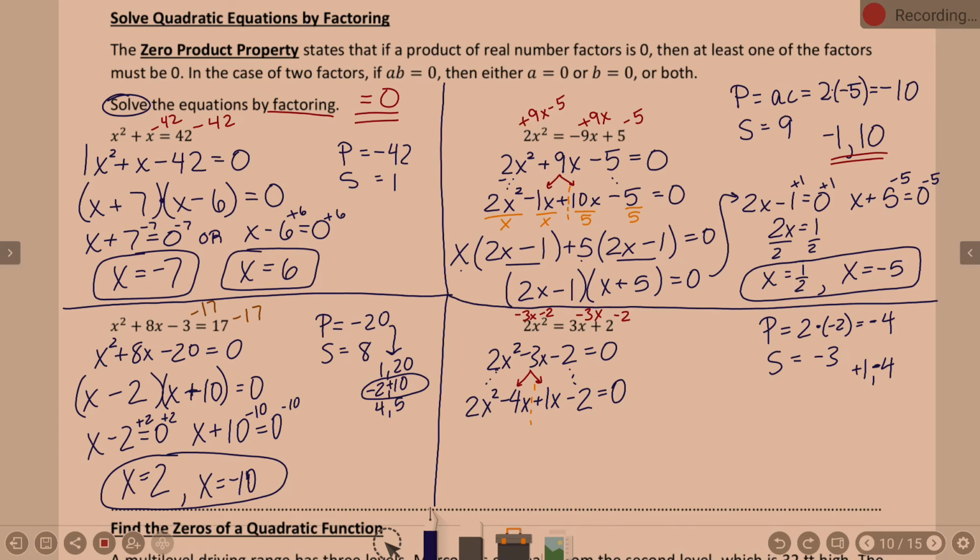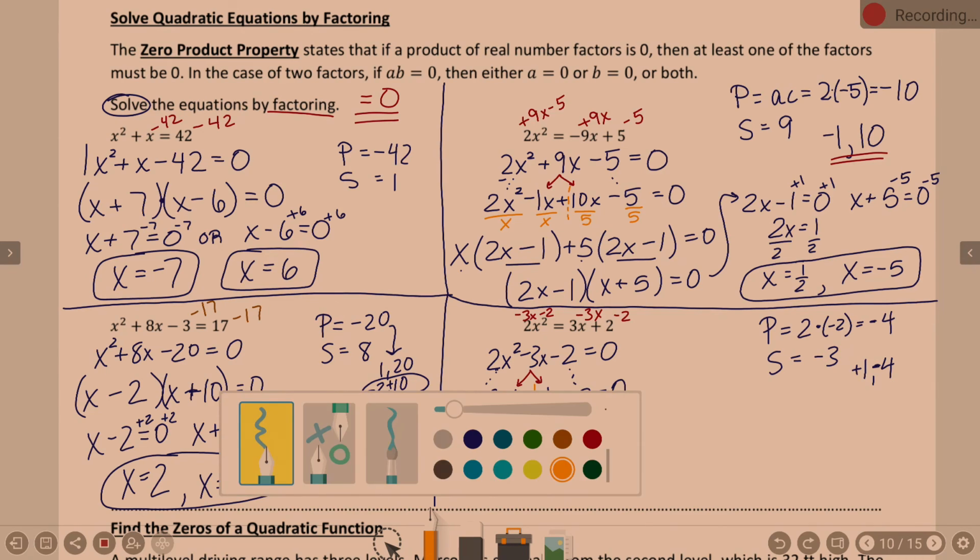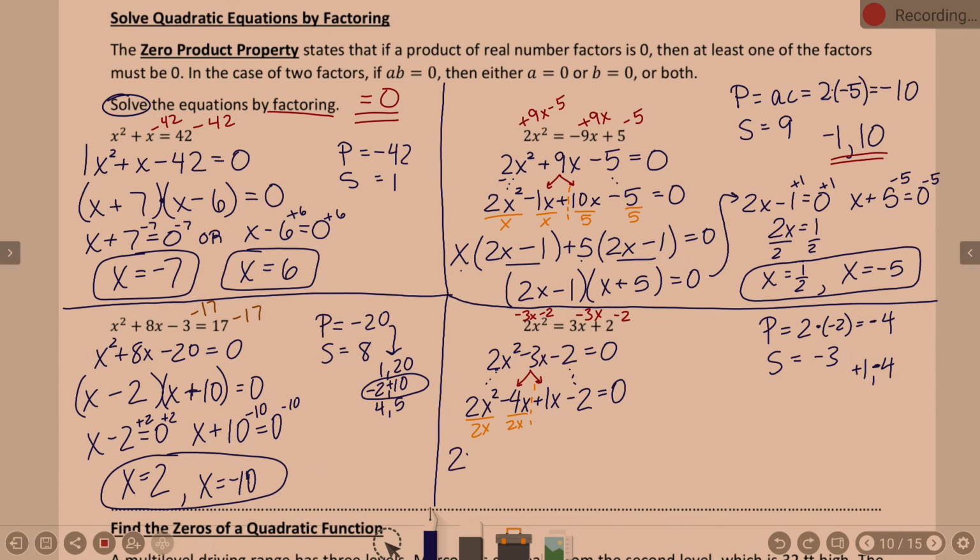I'll go ahead and put the visual in here. You don't have to show this piece, but if we're dividing by 2x, I'm going to put 2x out front. 2x squared divided by 2x. 2 divided by 2 is 1. X squared divided by x makes it x. Minus 4x divided by 2x. So minus 4 divided by 2 is minus 2. X's cancel.